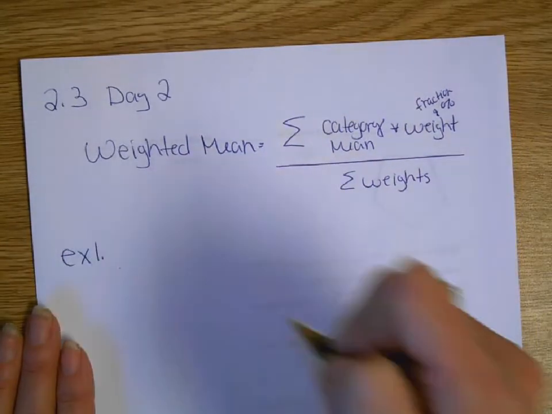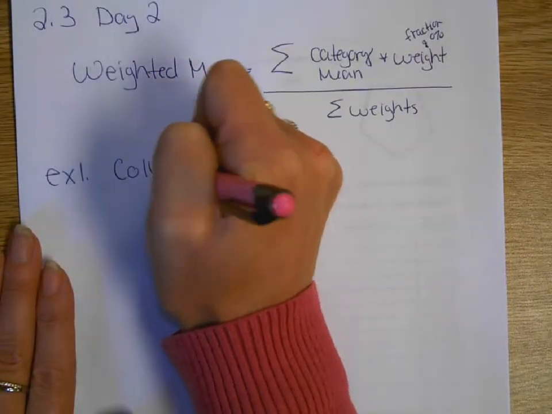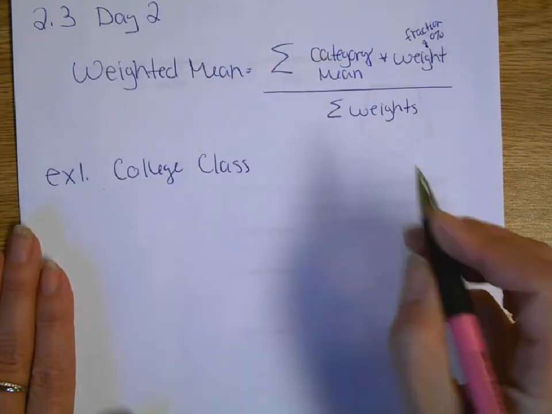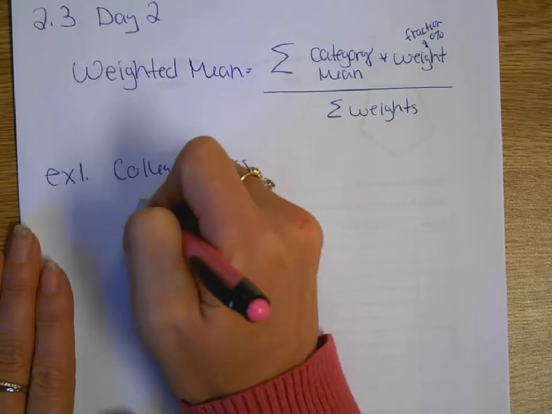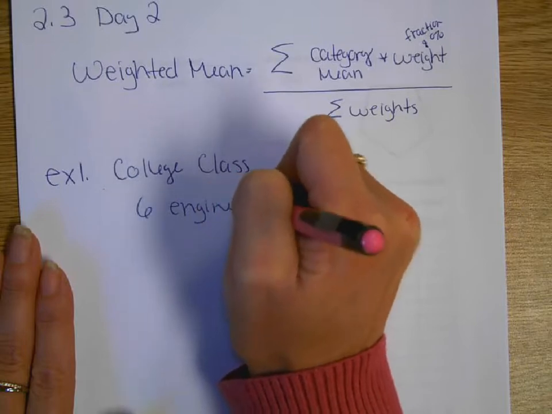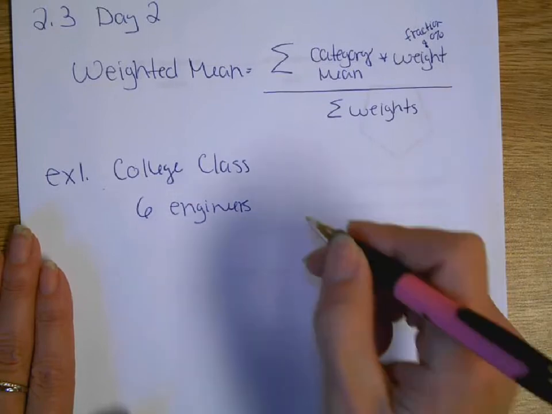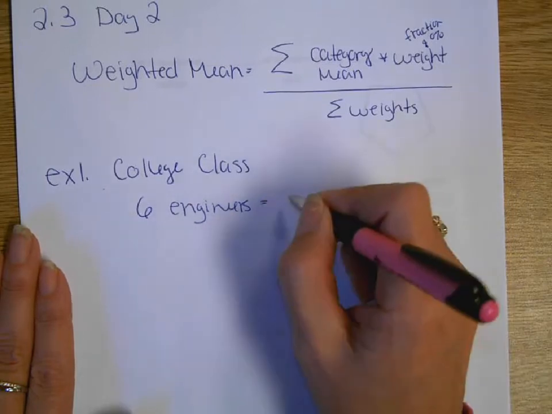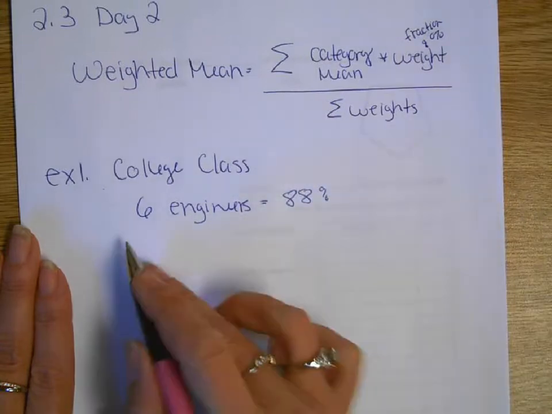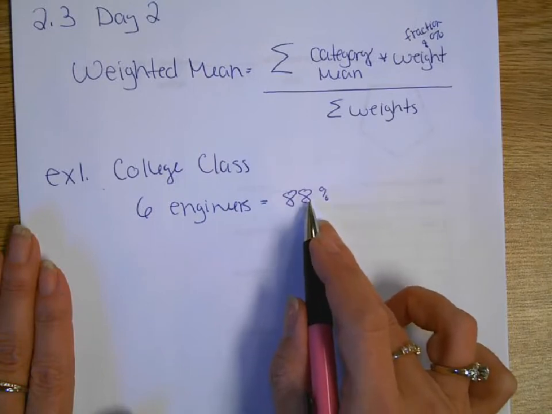Let's take a college rent and comp class. And let's look at the roster. In this class, there are 6 engineers. And we're looking at their scores on a writing assignment. These 6 engineers had an average of 88%, so all 6 averaged together came up with 88% for their average score.